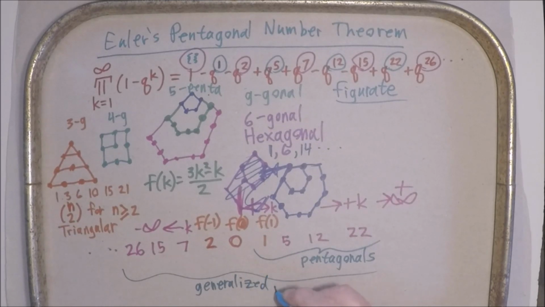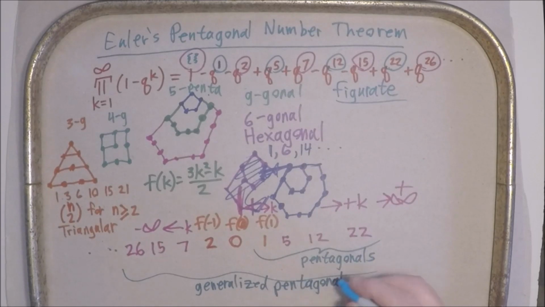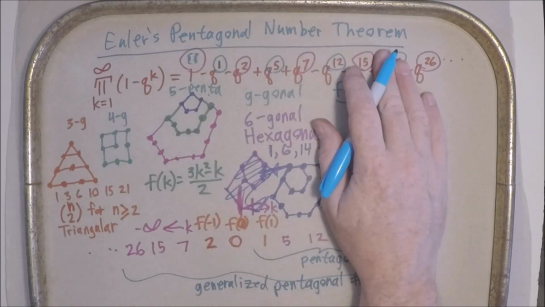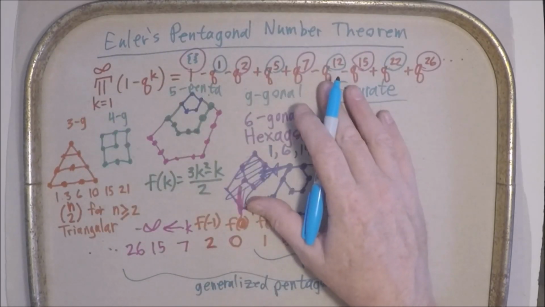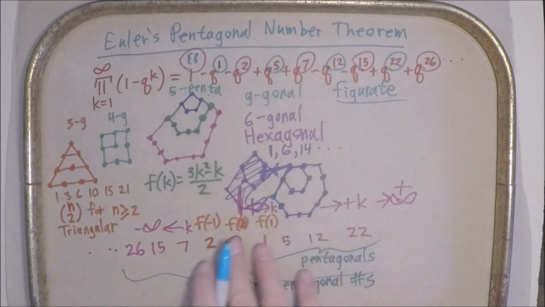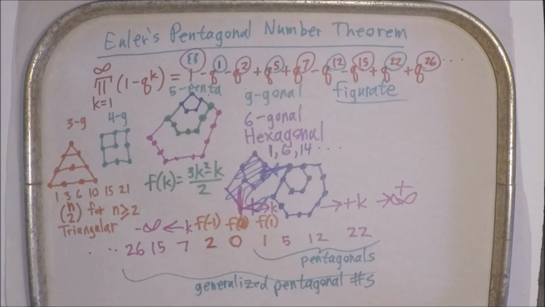And this generalized is not the same generalization I refer to in the title card. So these are the generalized pentagonal numbers. Now I said that Euler's pentagonal number theorem is really a couple of statements that work together. This is the first statement, with some basic background on what it is saying, and why the relation to pentagonal numbers.